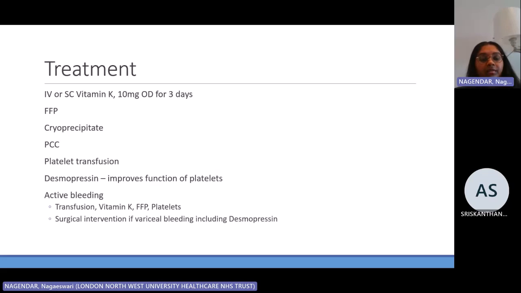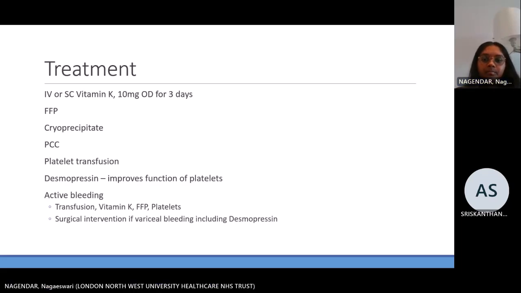You also want to be aware of any other medications they're on that can increase the bleeding risk. So stop any NSAIDs, and if they're on low molecular weight heparins, see if you can stop them as well. You can also give cryoprecipitate, or a prothrombin complex. In terms of transfusions, they might need transfusion of red cells, but we can also transfuse platelets, so you can transfuse a pool of platelets. Desmopressin again can improve the function of platelets.